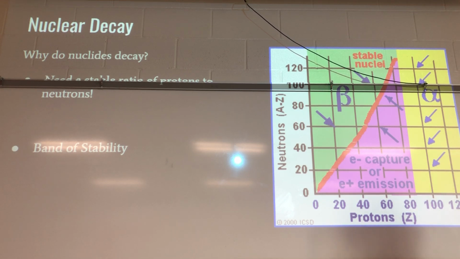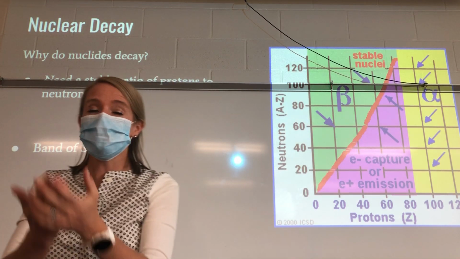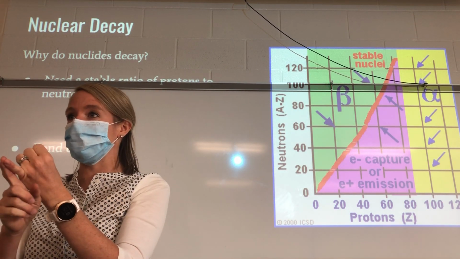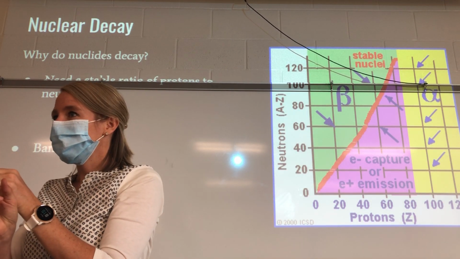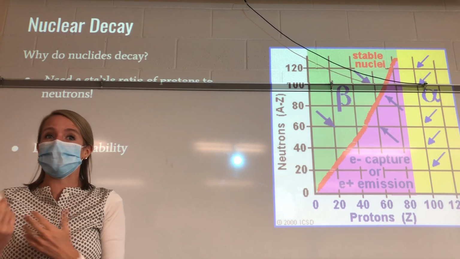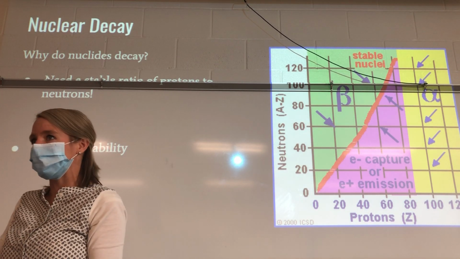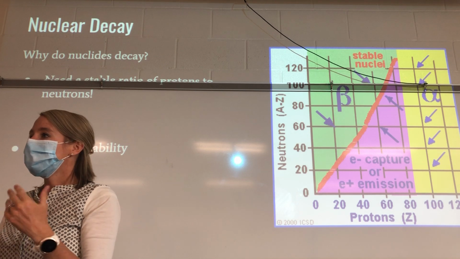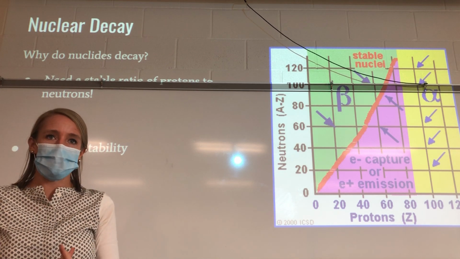So our objective today is that if I give you an isotope, you should be able to tell me, hey, that's radioactive, or, oh, it's stable. And if it is radioactive, what type of decay is it going to do? Is it going to do an alpha decay, beta decay, electron capture? What's it going to do to get stable?